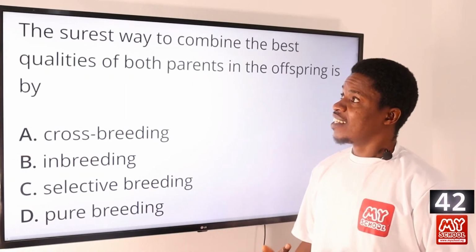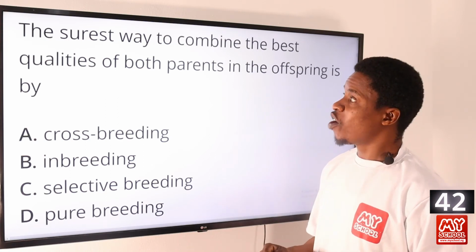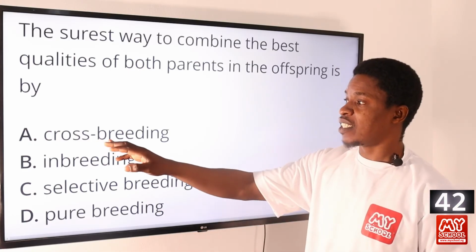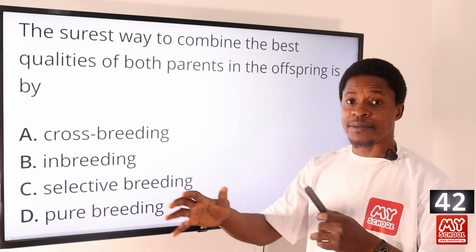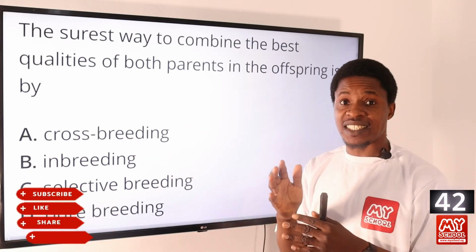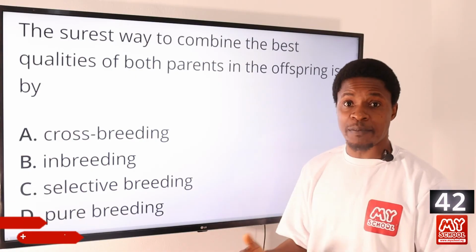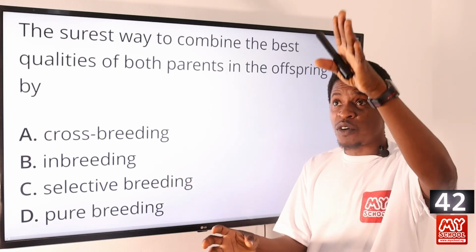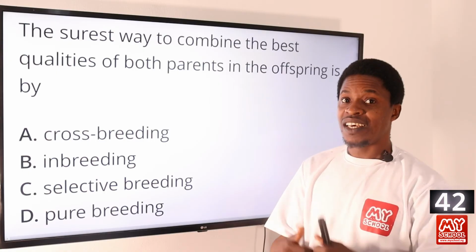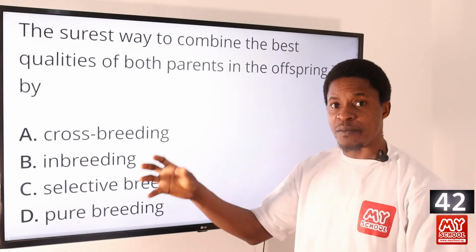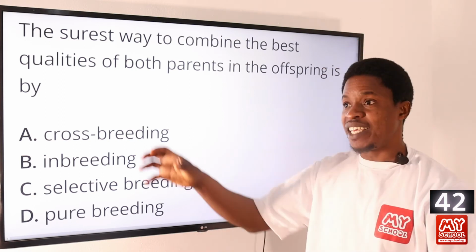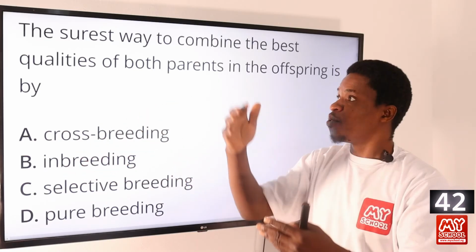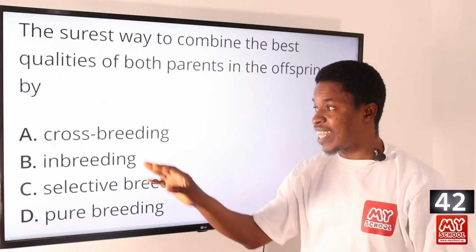Question 42. The surest way to combine the best qualities of both parents in the offspring is by what? Of course, qualities of both parents. We have crossbreeding. Crossbreeding has to do with bringing different varieties, okay, different varieties of maybe plant or animal, depending on what we are looking at. Different varieties, you bring them together, of course, of the same species. Okay, maybe human and then a male and female, you have this trait in this man, and then you have a different trait from a woman. Okay, and then you crossbreed. Can you have the qualities of both parents present? That's what the question is saying.